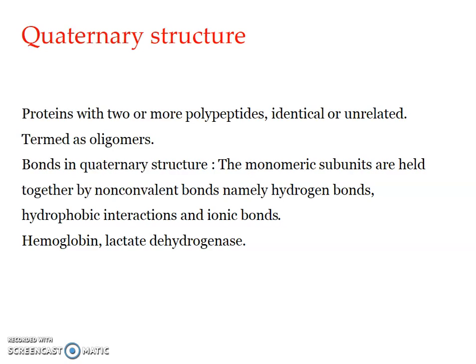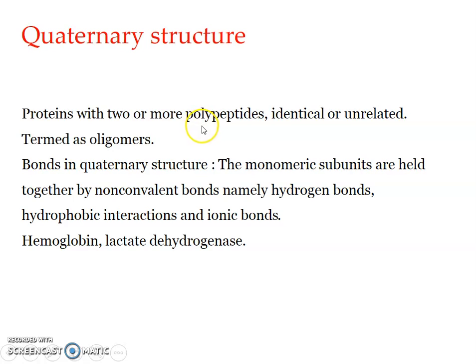But there are certain proteins which consist of two or more polypeptides, and these polypeptides may be identical or non-identical, unrelated. Okay, these kinds of proteins which are formed of two or more polypeptides are known as oligomers, and each monomeric unit which forms the oligomer is known as a monomer or a protomer. For example, a dimer consists of two polypeptides, right? So a dimer is a kind of oligomer which is formed of two polypeptides.